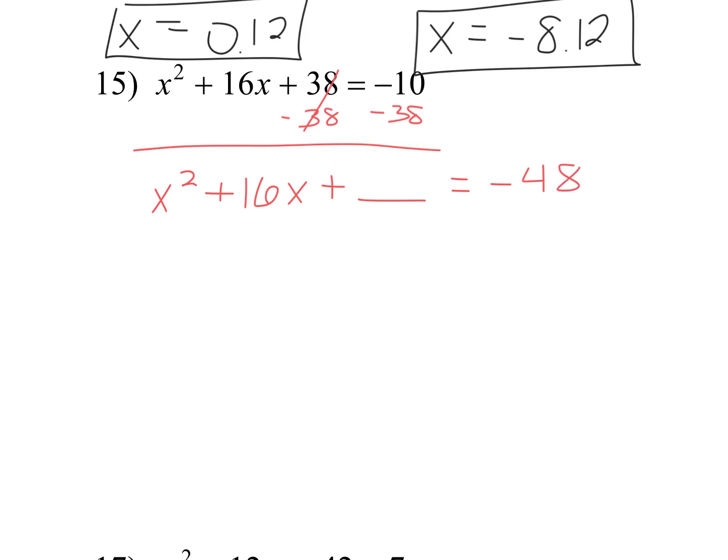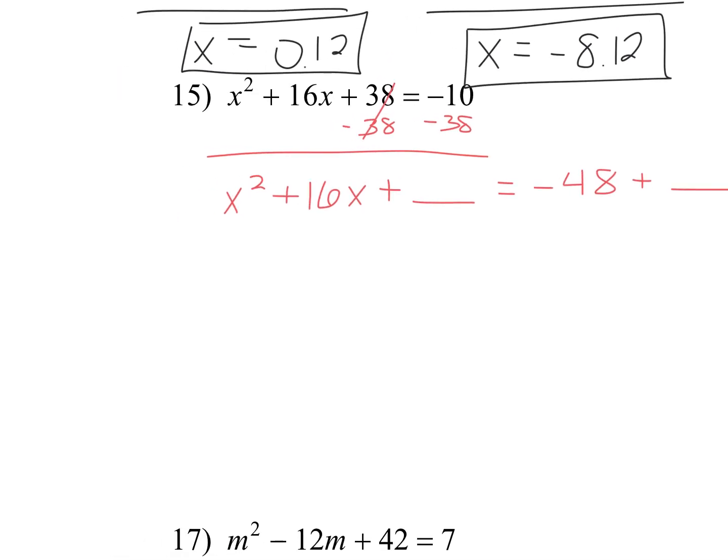What do I have to do after that? Right, yep. But also leave a blank spot there. Now I need to find my c term by dividing. 16 divided by 2 equals 8. How do I find the c term? Square to get 64, and that goes in both your blanks.